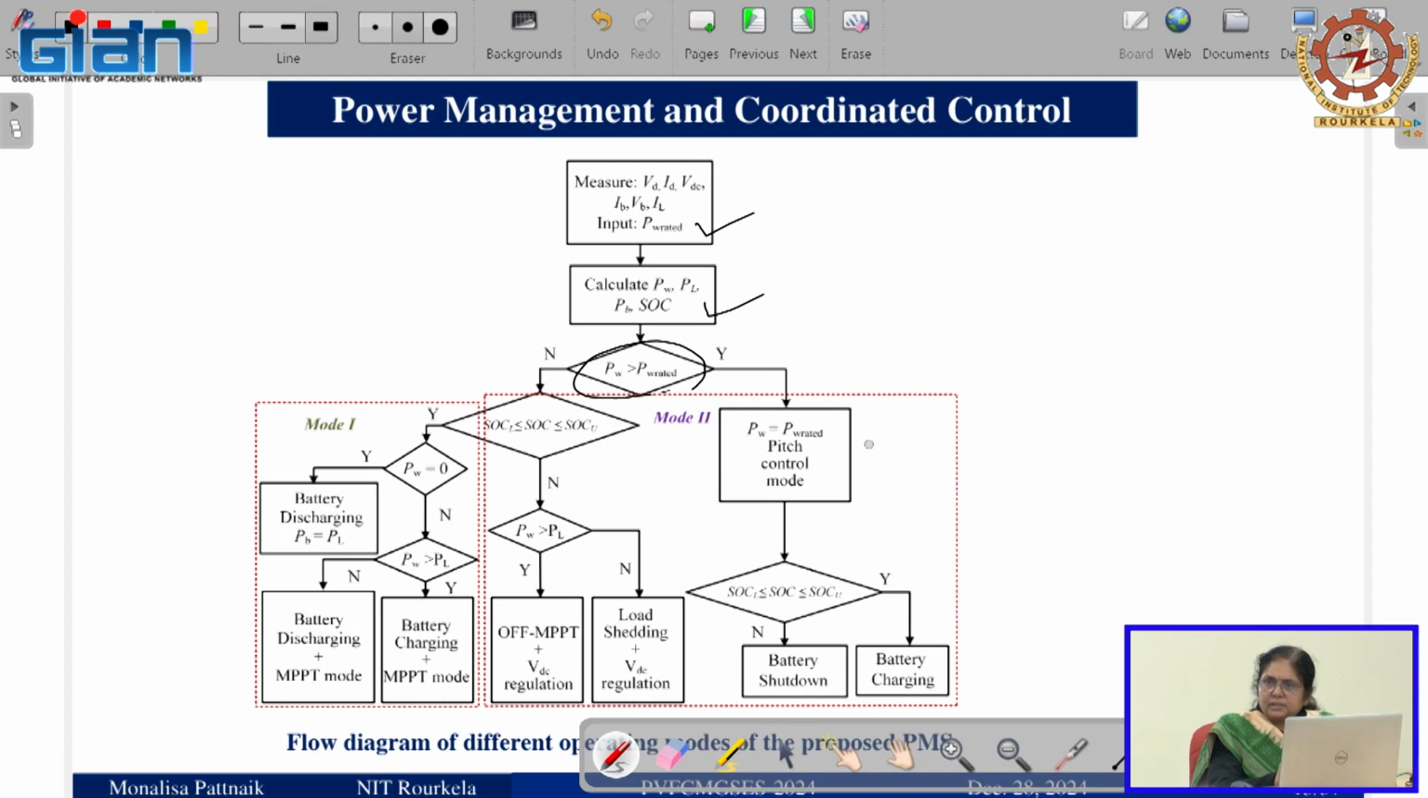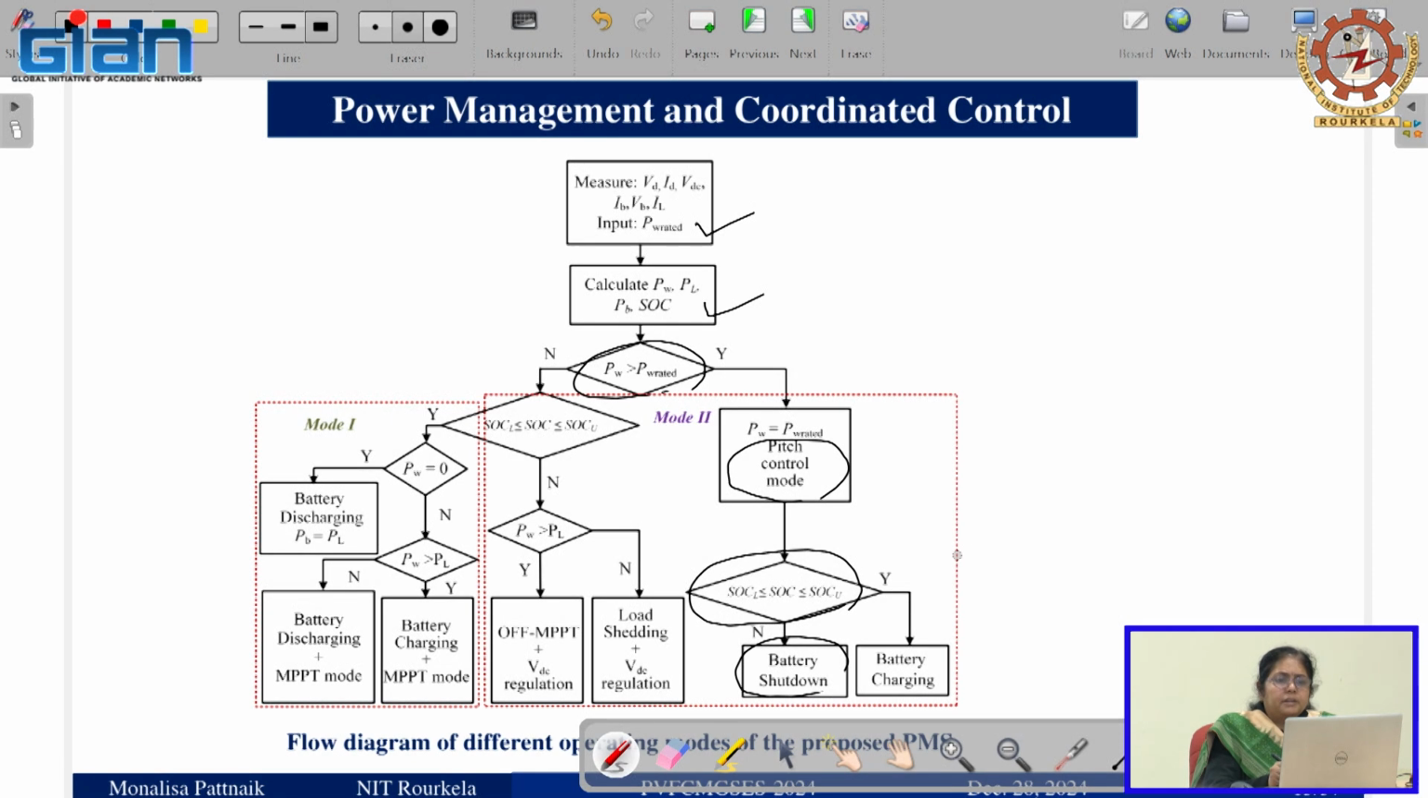If yes, then we have to limit the power. We cannot operate at the normal operating mode, so this will go to the pitch control mode, which is the generator protection mode. Here again you check the battery condition, whether the SOC is within the limit. If yes, then you can charge the battery with the available energy, since wind power is equal to or more than rated. If no, meaning it is either above the upper or below the lower limit, then again you need to shut down.